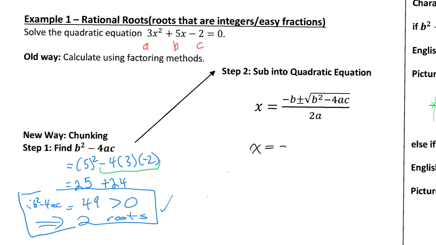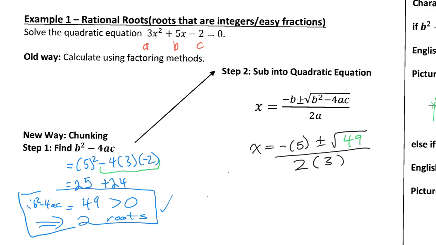We have negative, notice I'm putting my stuff in brackets, 5, plus or minus the square root of 49. Notice I'm putting it in green to highlight it. Then divided by 2 times the bracket of, well, a value was 3. Now, let's simplify the top.